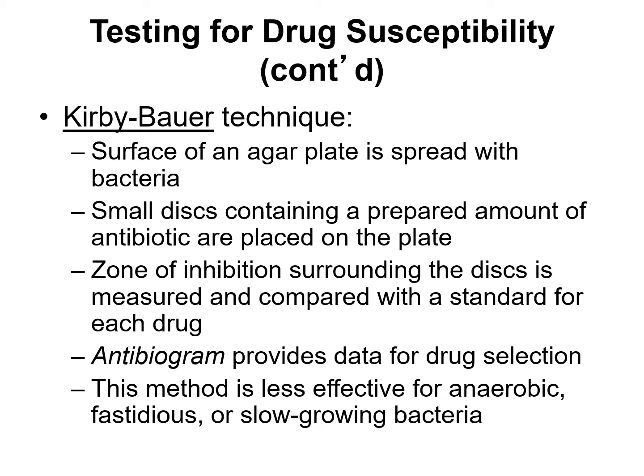And so we do this, and again, it's that zone of inhibition that's surrounding the disc. We're going to measure it. So actually measuring it will tell us how susceptible it actually is. So an antibiogram provides data for drug selection, and we'll see that in the next slide. And this method is less effective for anaerobic, fastidious or slow-growing bacteria.